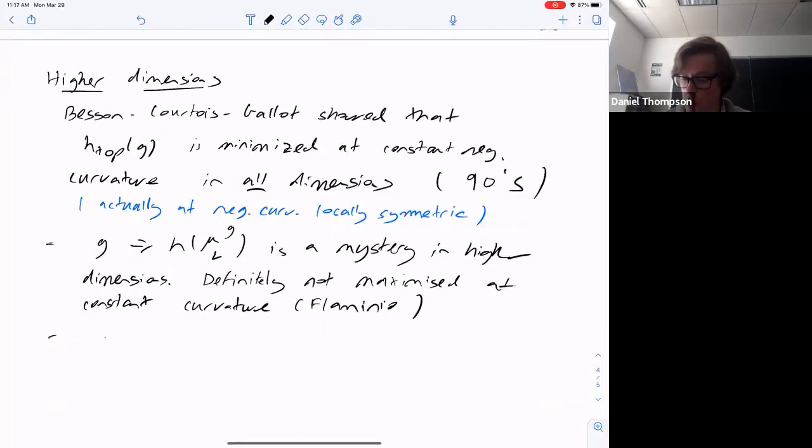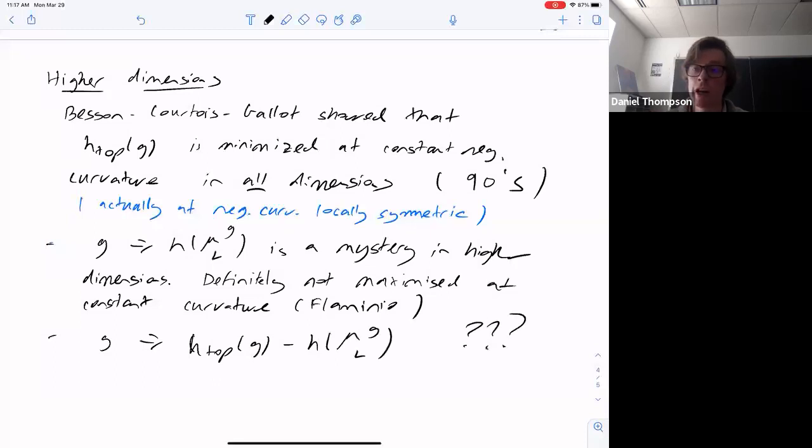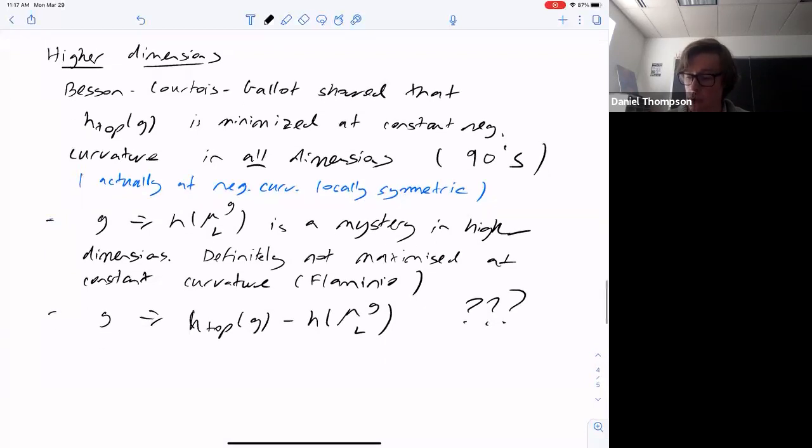But G goes to H top G minus H mu L G. I mean, that's the big question, right? There's no reason that it might not be true. In fact, it's conjectured. Katok entropy conjecture.